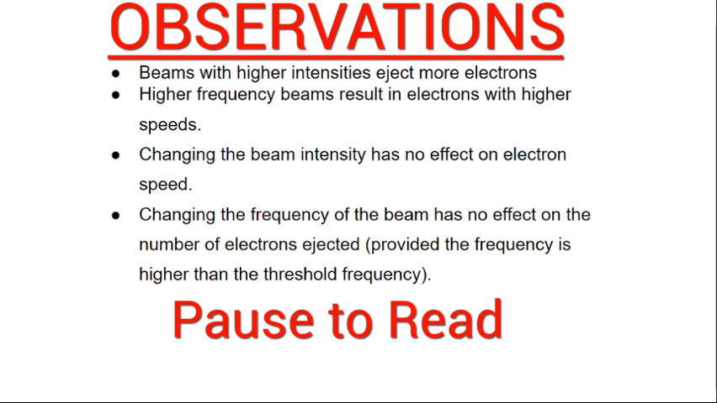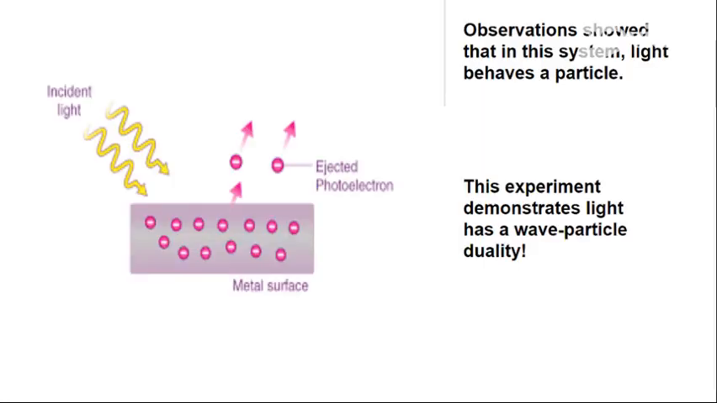It was postulated that beams with higher intensities contain more photons. As a result, higher intensity beams eject more electrons, because more photons are present to transfer energy. However, the amount of energy one photon can transfer to an electron is determined by the photon's frequency. Increasing the frequency of incoming light increases the energy transferred to the electron, which is why higher frequency beams produce electrons with more kinetic energy.